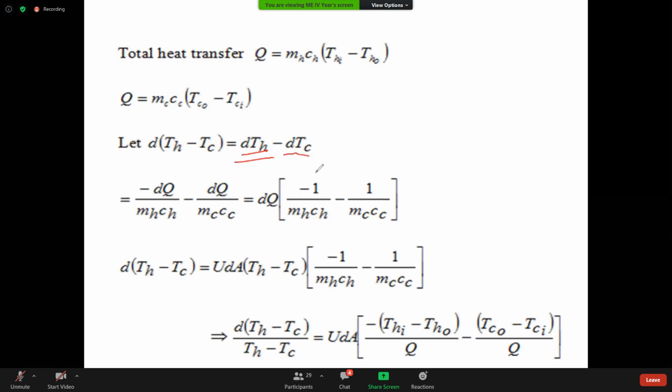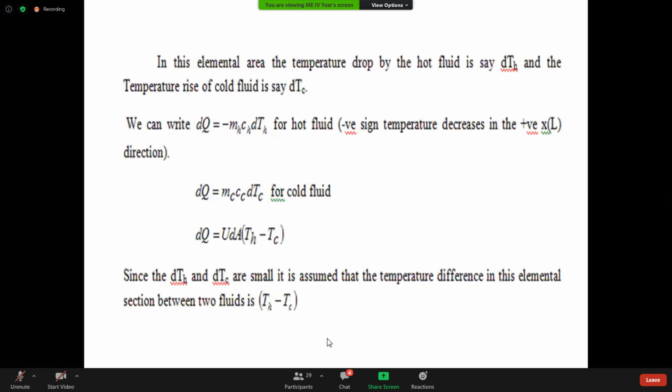We know that. Now back there, from here find out the value of dTH and dTC, right? What is the value of dTH and dTC? dTH is equal to minus dq by mH CH. Similarly dTC is equal to dq by mC CC. So these values will be substituted there.